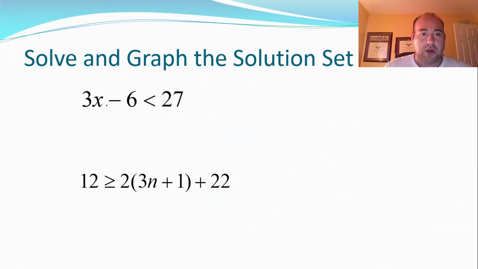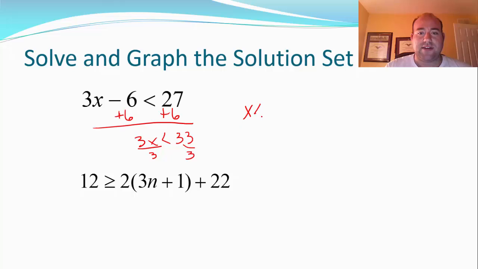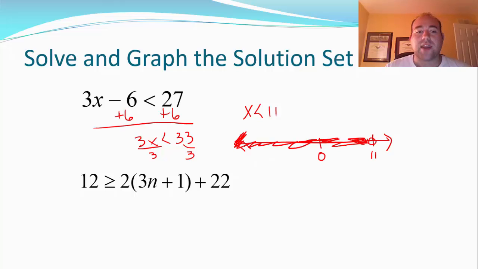All right, so same idea. We're going to add 6 to both sides first. Divide through. X is less than 11. So I'll put in my 0 for a frame of reference. Put in my 11 because that's part of the solution. Open circle because there is no bar. And then I will shade. This pen does not like me shading. Here we go. There you go.